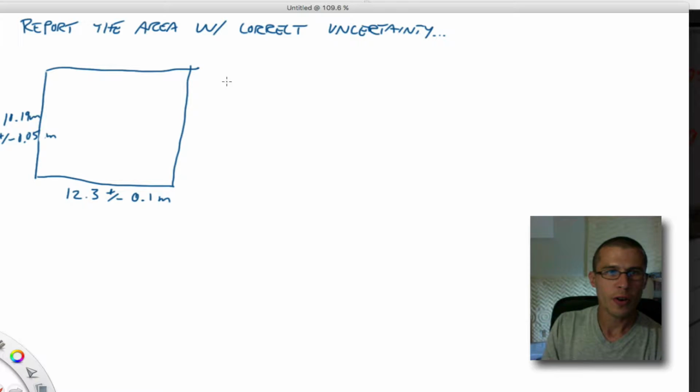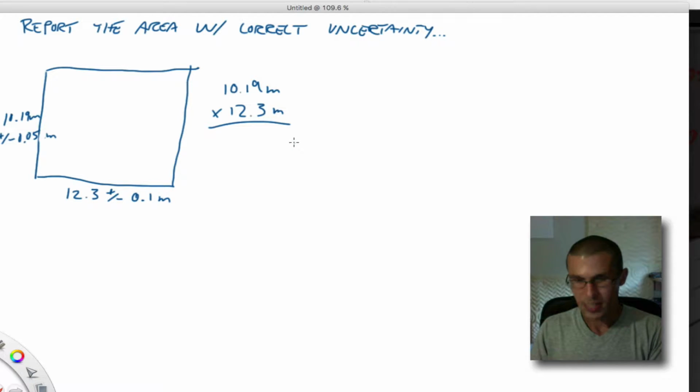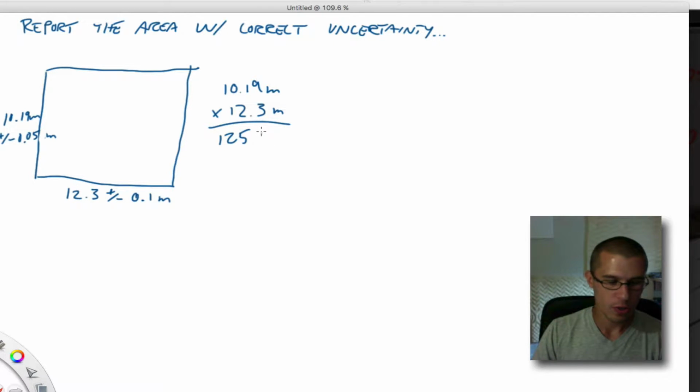Well, first of all, we know how to find the area. At least you should. I really hope you do know how to do this. So it's 10.19 meters times 12.3 meters. Let's just calculate that. I've got my calculator here, so I'm going to put that in. 10.19 times 12.3, and boom, I get 125.337.